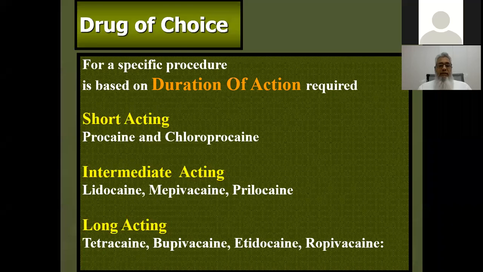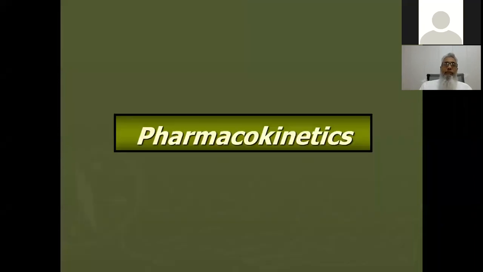Intermediate acting examples are lidocaine, mepivacaine, and prilocaine, and the long acting are tetracaine, bupivacaine, etidocaine, and ropivacaine. Now we briefly discuss the pharmacokinetics of local anesthetics.